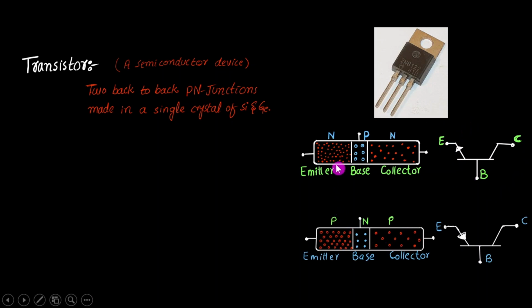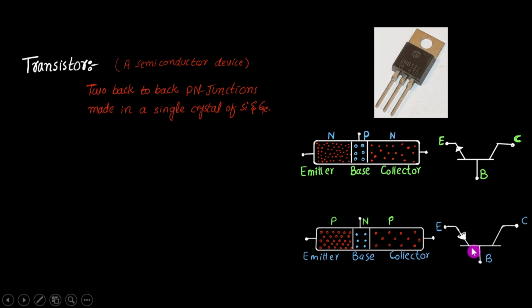Similarly, we also have the combination as a PNP transistor. If we have the PNP transistor, it means that the first region we call the emitter will be made of P-type semiconductor material. The second region, which we call the base, will be made of N-type semiconductor material. And the last region, which we call the collector, will be made of P-type semiconductor material. The symbol for this PNP transistor is this. Okay, here these two wings represent the emitter and collector, and this represents the base.